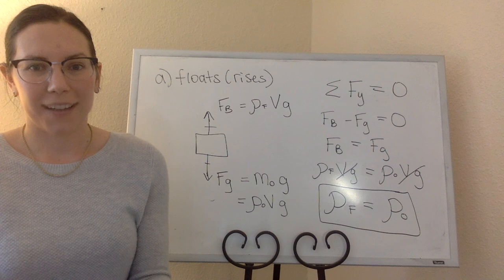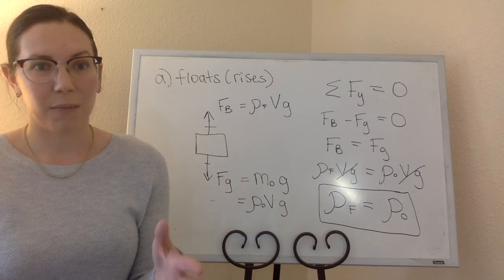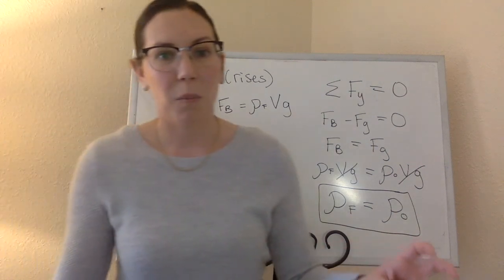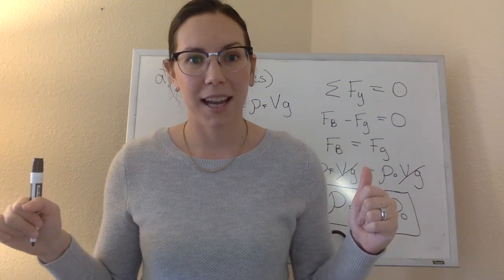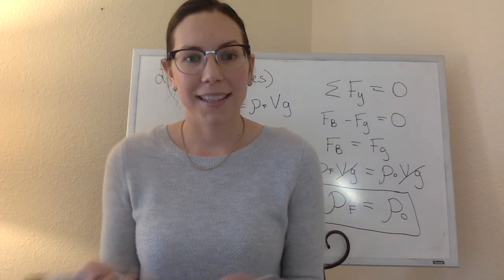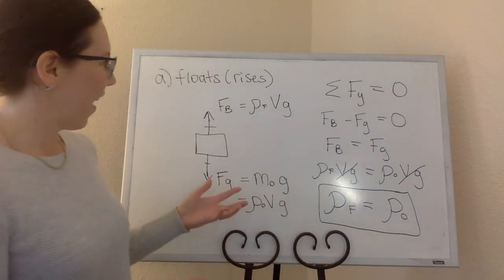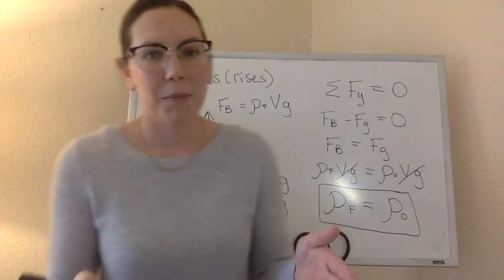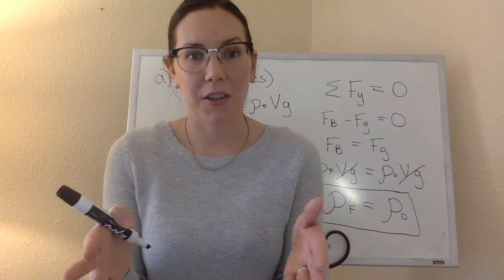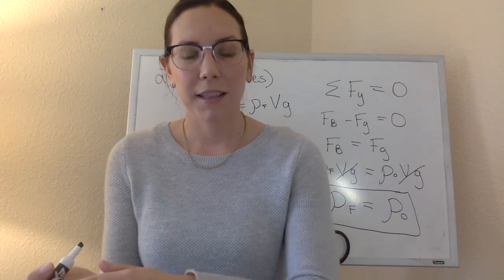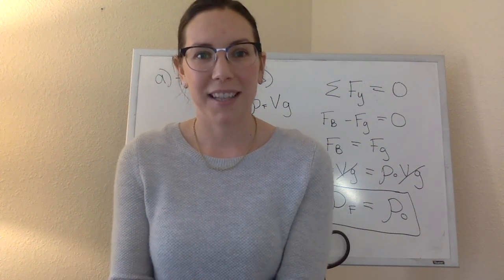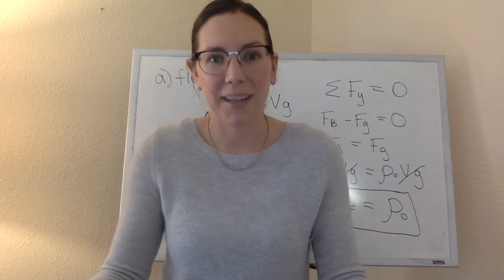Anytime we have an object that is at rest in a fluid, that can be called neutral buoyancy. It doesn't have to be this case. If the object is less dense than the fluid, it could come to a rest partially submerged in the fluid. So not completely submerged, part of it would be above the surface, and that could still be called neutral buoyancy.